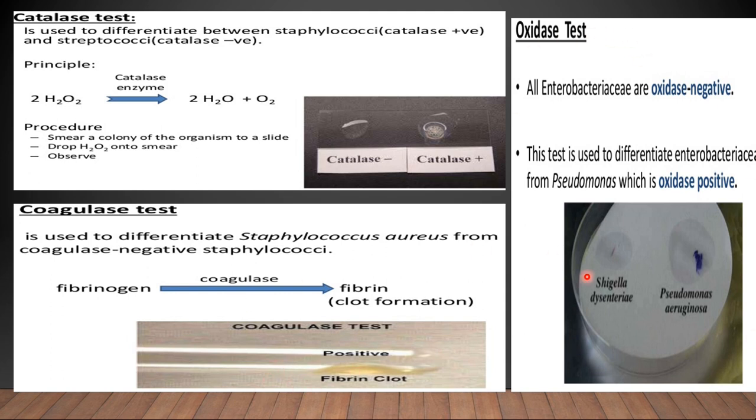Then moving to the oxidase test. This is considered a positive, and this is called a negative. So Pseudomonas aeruginosa gives the positive test for oxidase.